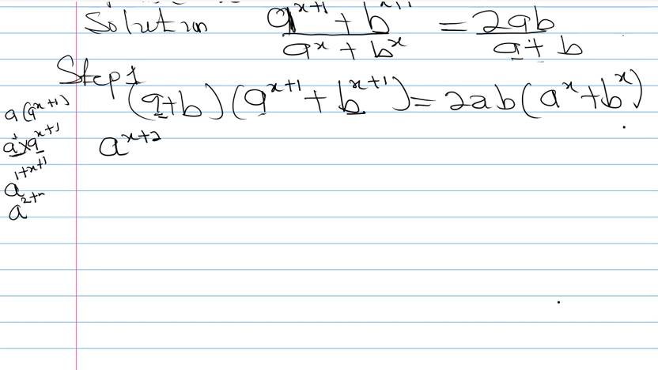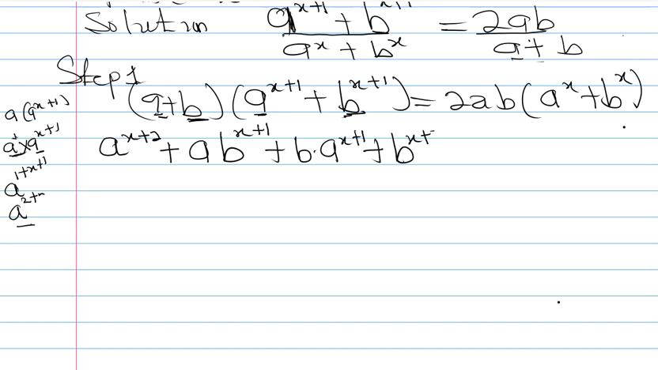Now a times the second value here, which is b^(x+1), gives a b^(x+1). Similarly, we also have b times a^(x+1), plus we also have b times b^(x+1). We are still going to get the same thing, b^(x+2), equal to, open the bracket here, this one will give us 2a times a^x.